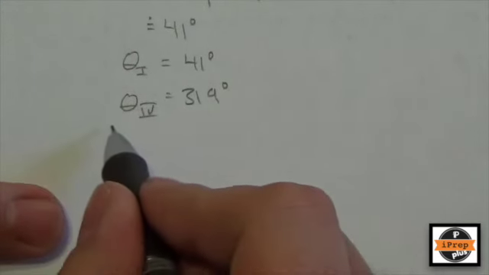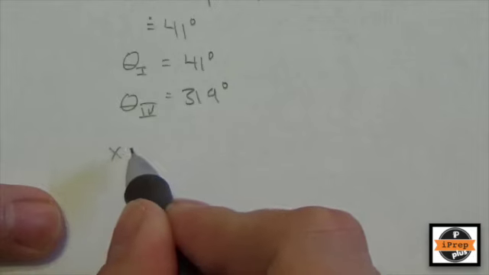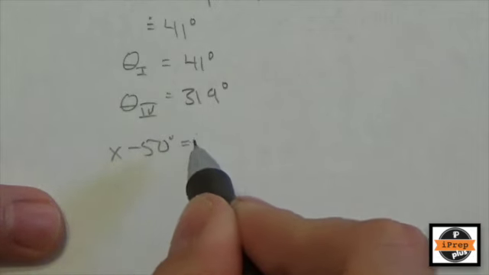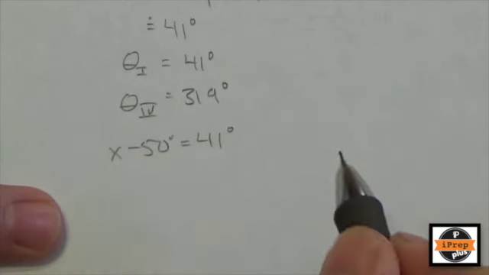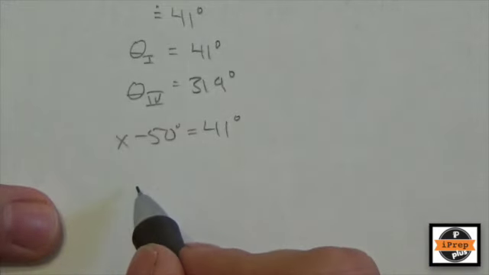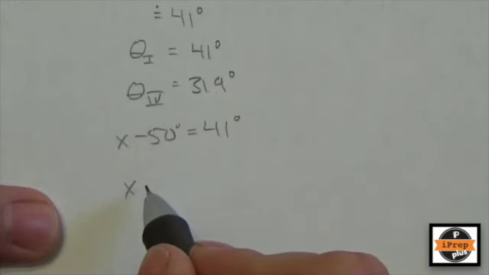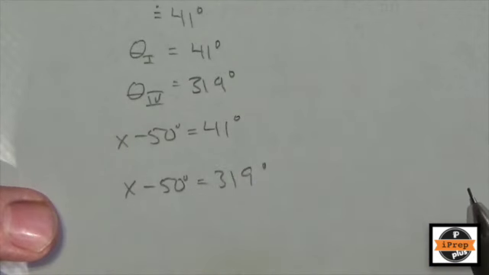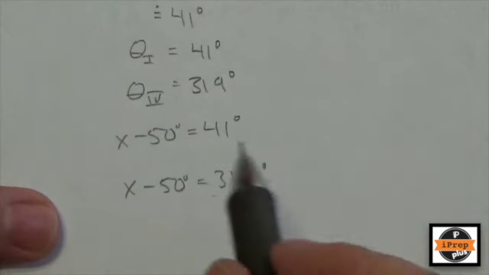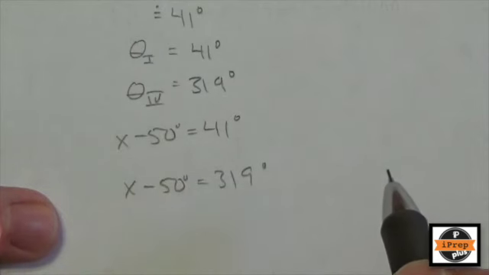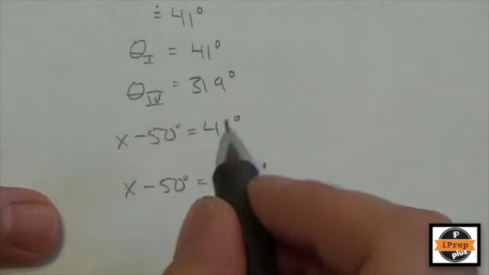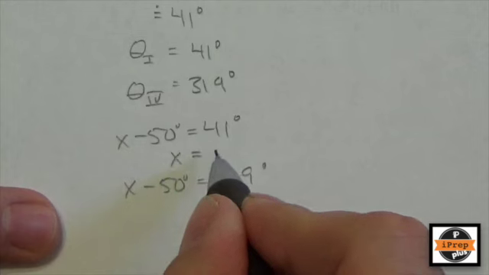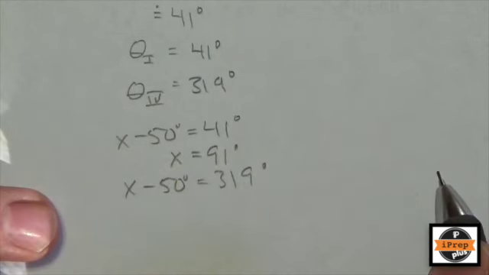So now what we're going to do is replace these and make this x minus 50 degrees equal 41. And I'll give myself a little bit of space. x minus 50 degrees is going to equal 319 degrees. Now bring that 50 degrees over. When you add 50, we're going to get that x could be equal to 91 degrees.